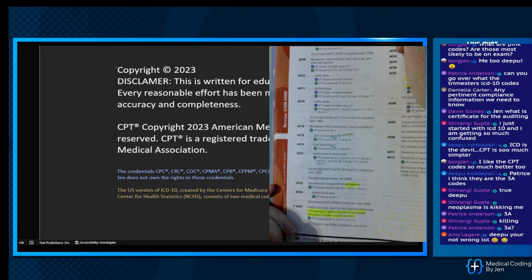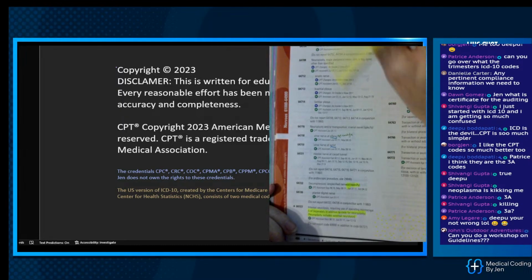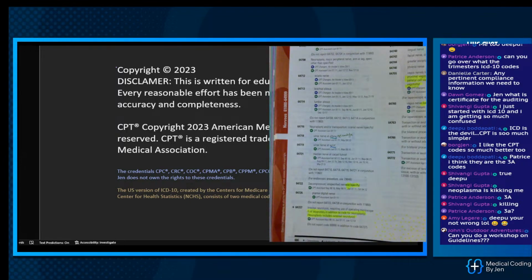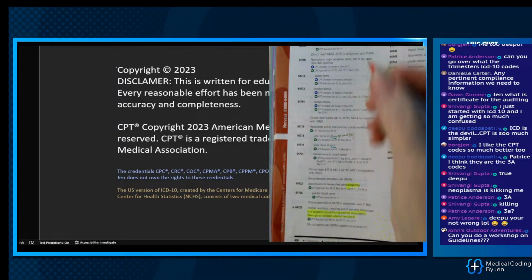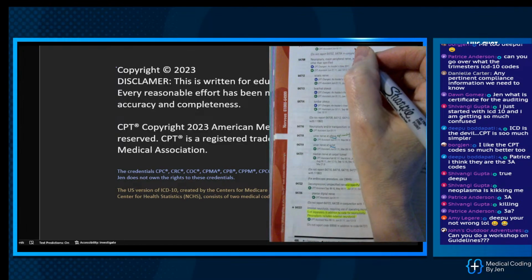We could do OB and delivery. I think I did male and female and urinary reproduction recently. I don't know. All the years and all the months are blurring into each other. I need somebody to keep track of what I am doing.